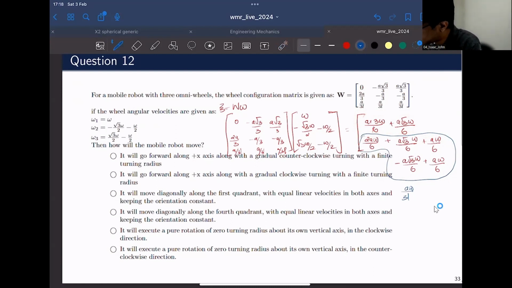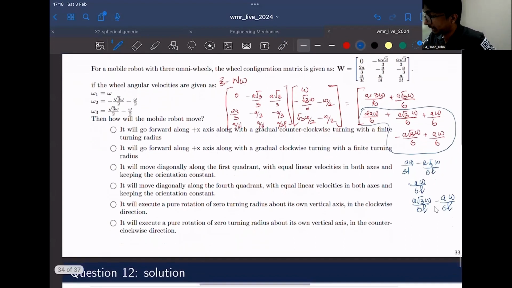a omega by 3L plus minus a root 3 omega by 6L, then minus a omega by 6L, then a root 3 omega by 6L minus a omega by 6L. It's all very tricky, I guess.